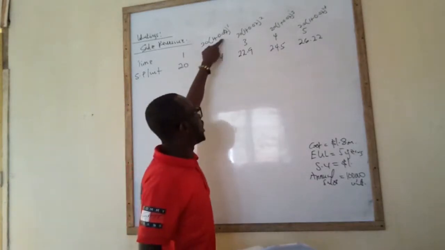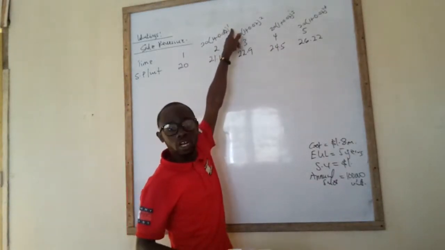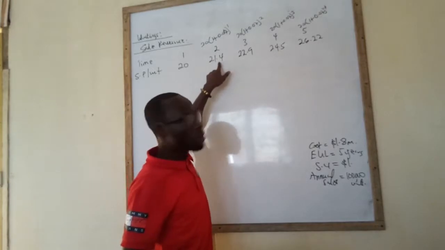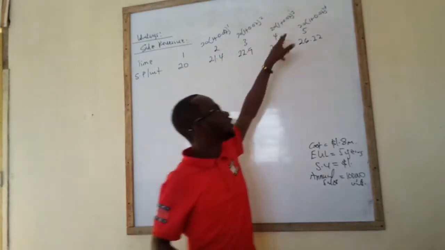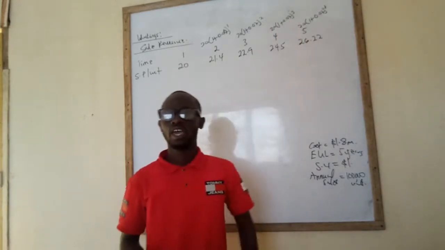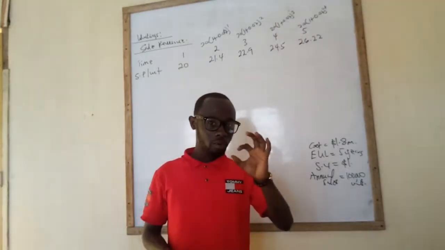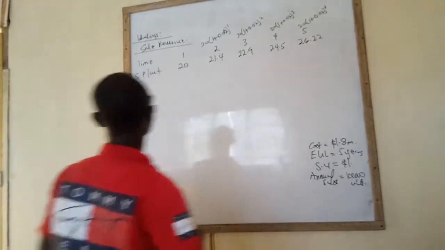So on the first year, that inflation will be incorporated exponent 1. On the second year, exponent 1. Then on the 3rd year, exponent 2. On the 4th year, exponent 3. On the 5th year, exponent 4. This is very, very important for you to understand.